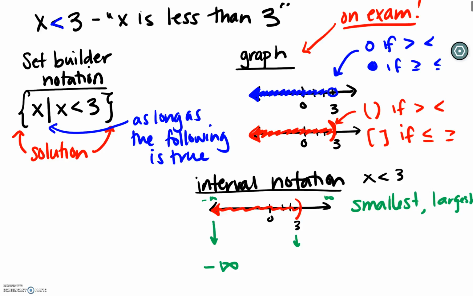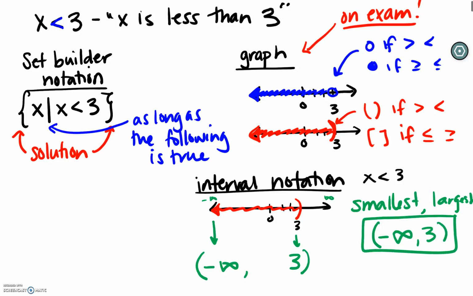So we bring down negative infinity. We bring down the 3. And then 3 already has a parenthesis here if you use that notation, so you just bring down the parenthesis with it. Infinity always gets a parenthesis as well. So our true interval notation for this is negative infinity to 3.